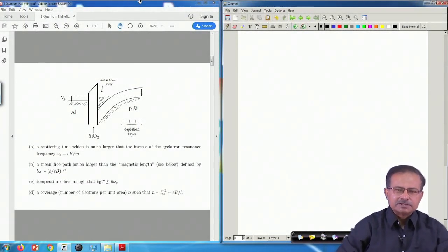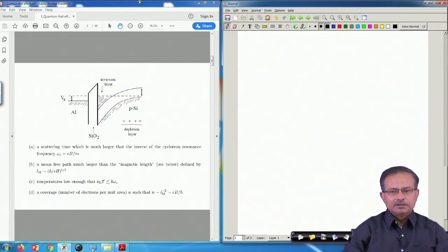We have been discussing the quantum Hall effect, which happens in a 2-dimensional electron gas at very low temperatures in a very clean system and under a perpendicular magnetic field, which is fairly large. Typical magnetic fields are 20 Tesla, 30 Tesla and so on, and temperatures are as low as 1 degree Kelvin or even less.